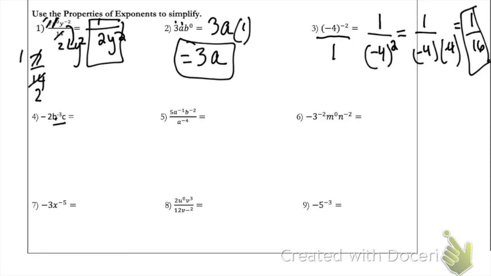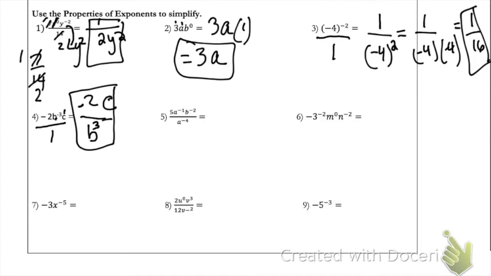Because of that, I'm going to go ahead and make this over 1, and I'm going to start to flip things around. Negative 2 is not raised to a negative or anything, so that stays. B to the negative 3, I can move it to the denominator and then drop that negative sign, so it's b to the positive 3. And then c is just raised to the first, nothing wrong with that, so I'll just leave it where it is, and that will be my final answer. Negative 2c over b to the third power.